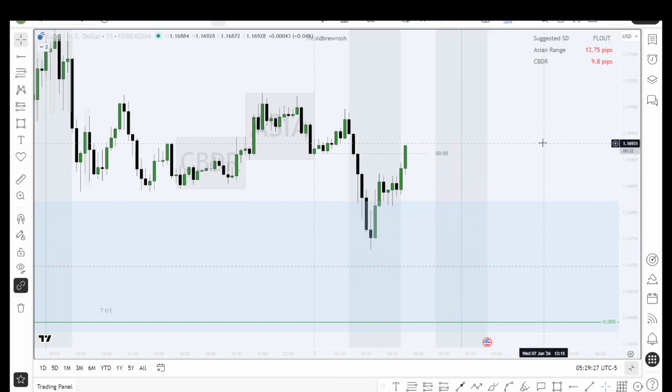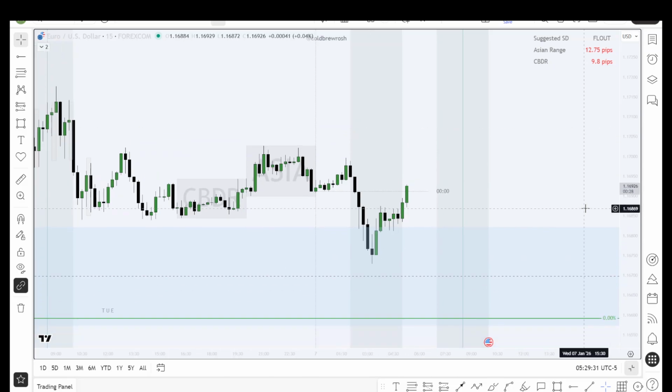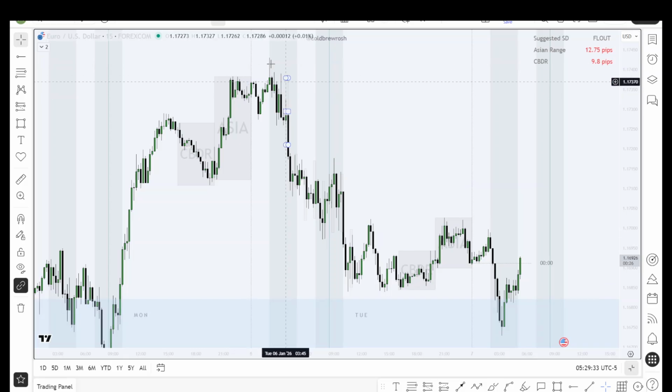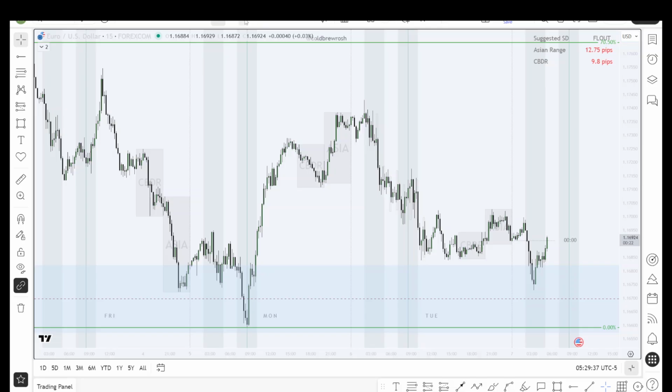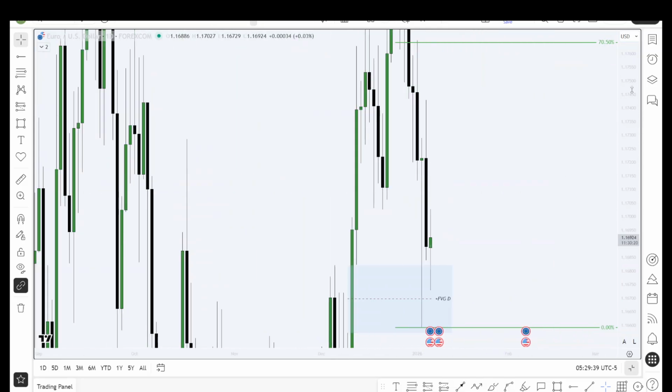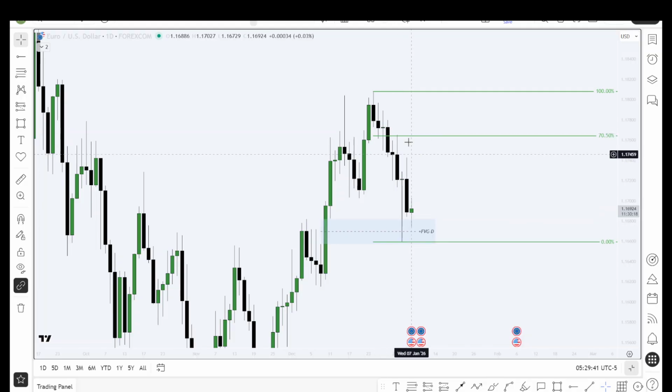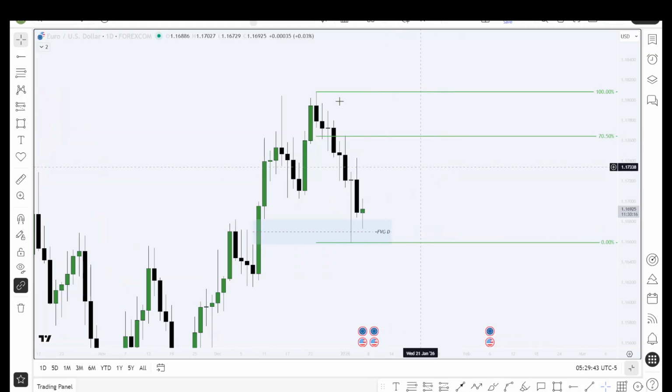So therefore, assuming that London creates a low of the day, now we trade higher. And if we trade higher, a very logical area is this high over here, which was also the 70.5 retracement level right there. So yeah, I like this very much, and I need to dive into this deeper.